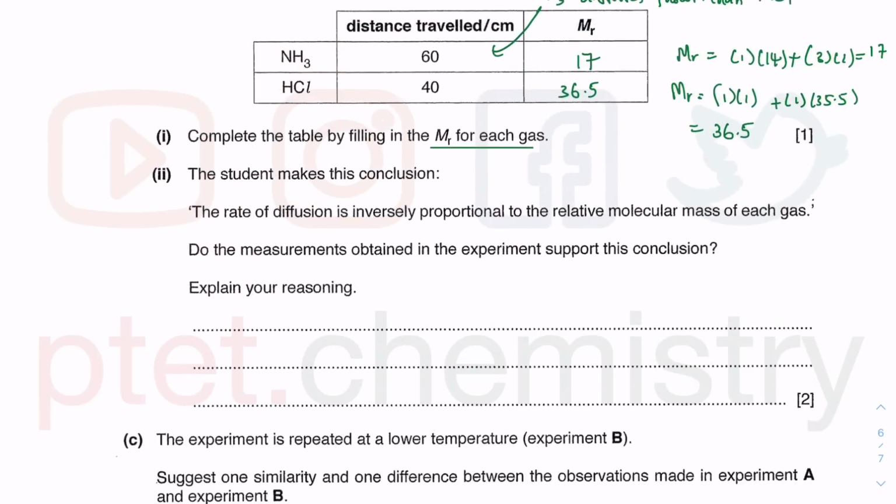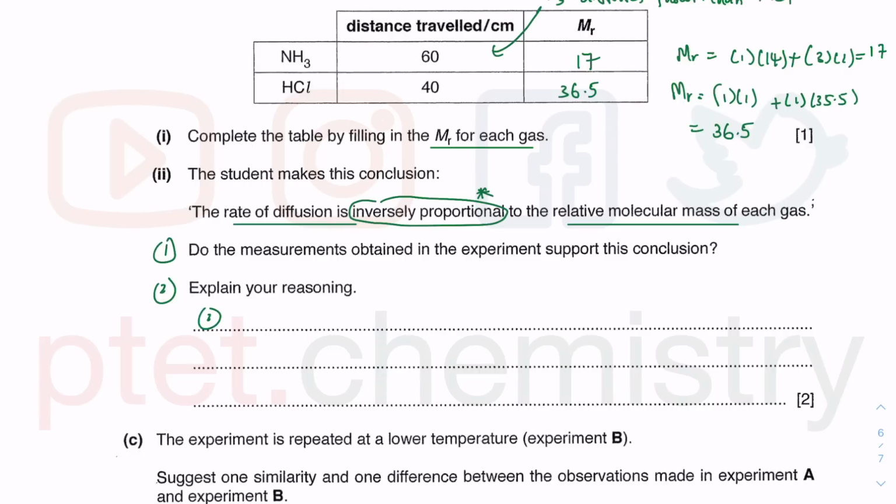Now, a lot of writing here. The student makes this conclusion. The rate of diffusion is inversely proportional. So this term, inversely proportional, is a mathematical term. It says it's inversely proportional to the relative molecular mass of each gas. So here, do the measurements obtained in the experiment support this conclusion? This is the first question. Does it or does it not? Explain your reasoning. I'm going to explain my reasoning first.